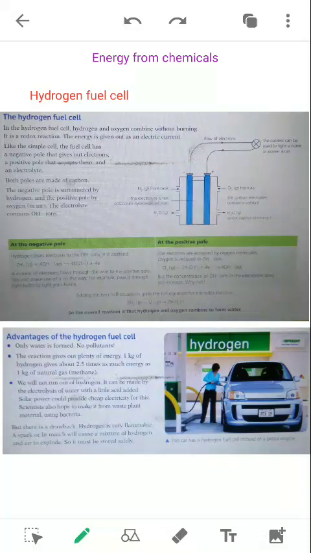Good morning, students. Today we'll be continuing our previous chapter, Energy from Chemicals. So previously we studied a simple cell. Today we'll be studying the hydrogen fuel cell. There is the word fuel in it because it is used as a fuel, and a fuel is basically something which we use to get lots of energy. So hydrogen is basically used to produce lots of energy.